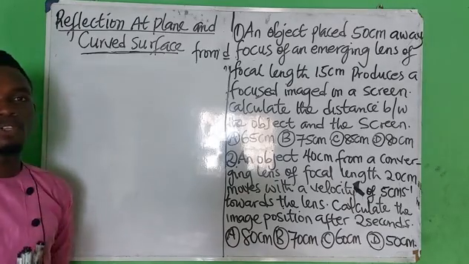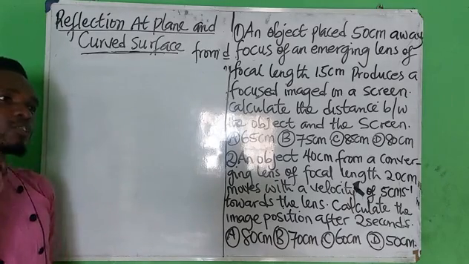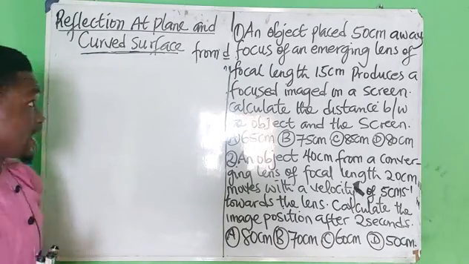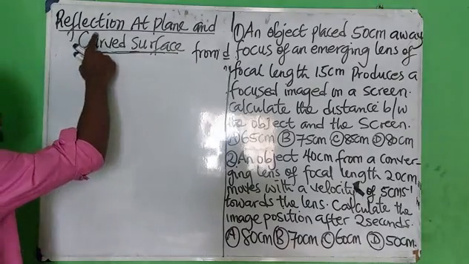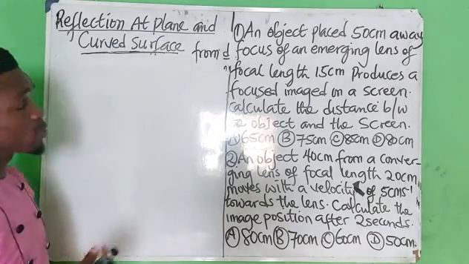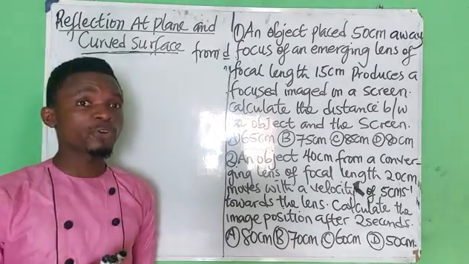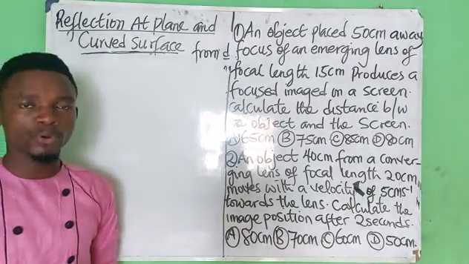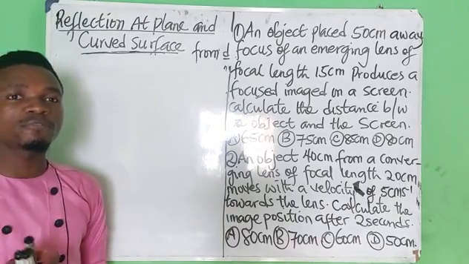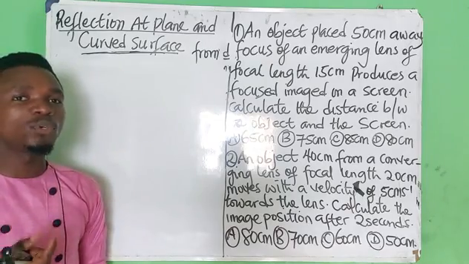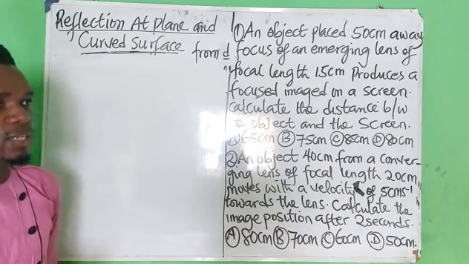Alright, in today's video, we shall be looking at one of the striking or interesting topics in the world of physics, and that happens to be reflection at plane and curved surfaces. We have two types of mirrors, the plane mirrors and curved mirrors. The question is, what is a mirror? A mirror is a smooth reflecting surface that is coated or polished with a metallic substance.